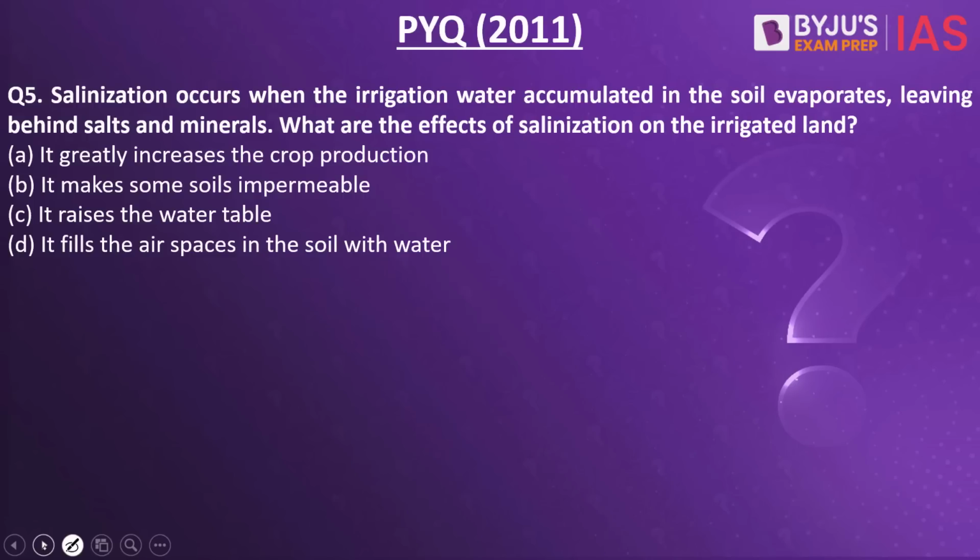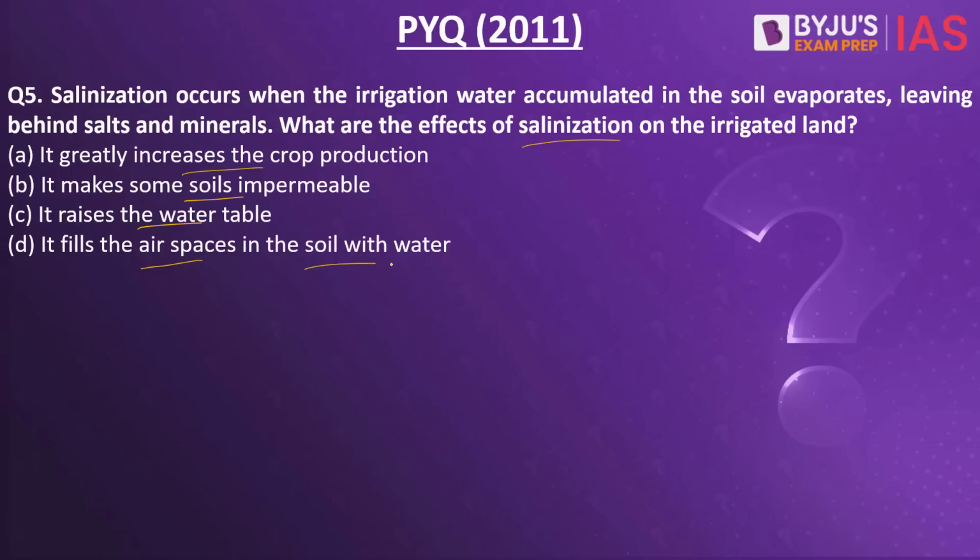Salinization occurs when the irrigation water accumulated in the soil evaporates, leaving behind salts and minerals. What are the effects of salinization on the irrigated land? It greatly increases the crop production. It makes some soils impermeable. It raises the water table. It fills the air spaces in the soil with water. Which of them is the correct explanation?